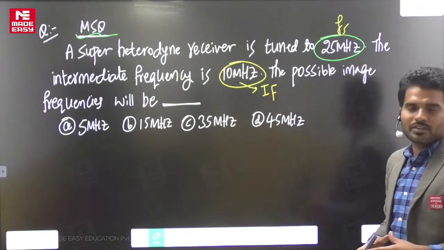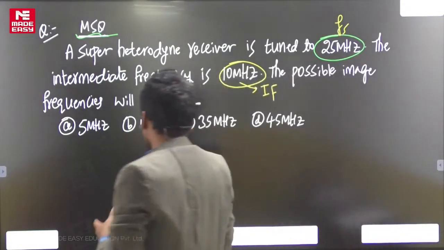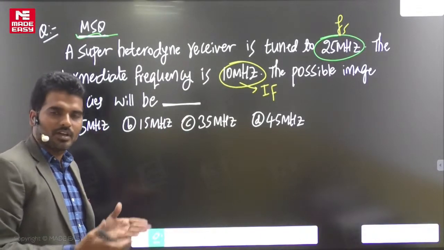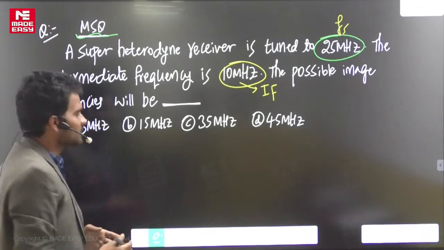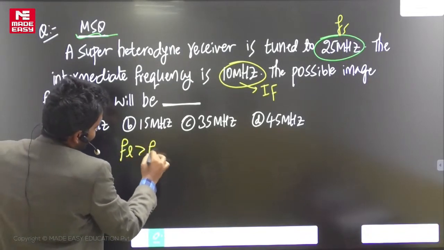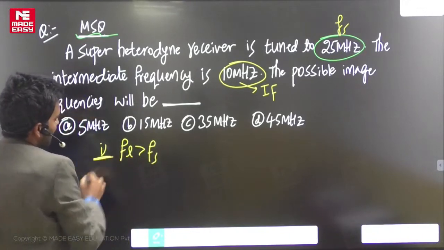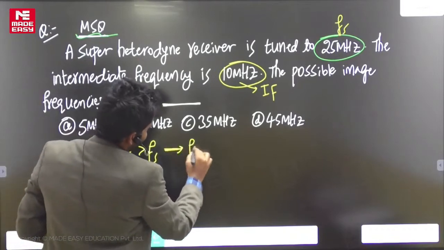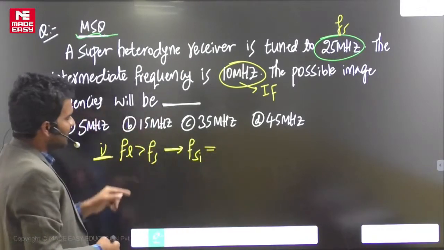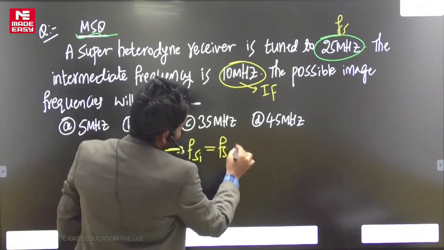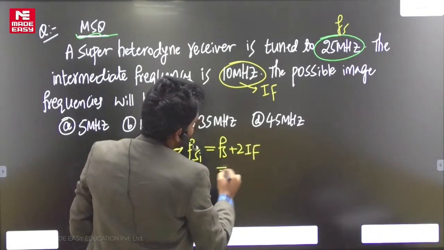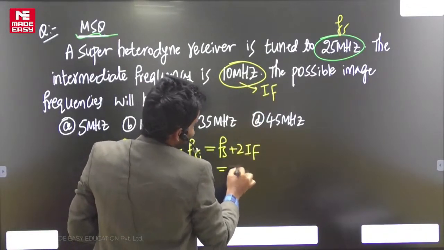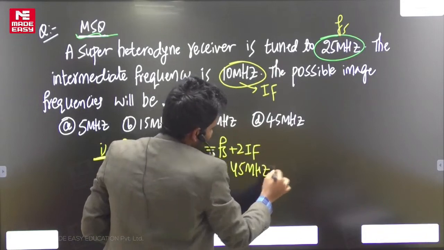Now we have to find out the possible image frequencies. In this question, whether FL is greater than Fs or less than Fs is not given, so I will take both possibilities into consideration. For FL greater than Fs, if the local oscillator frequency is greater than the tuned frequency, then FSI is equal to Fs plus 2IF. So Fs plus 2IF means 25 plus 20, which is 45 megahertz.